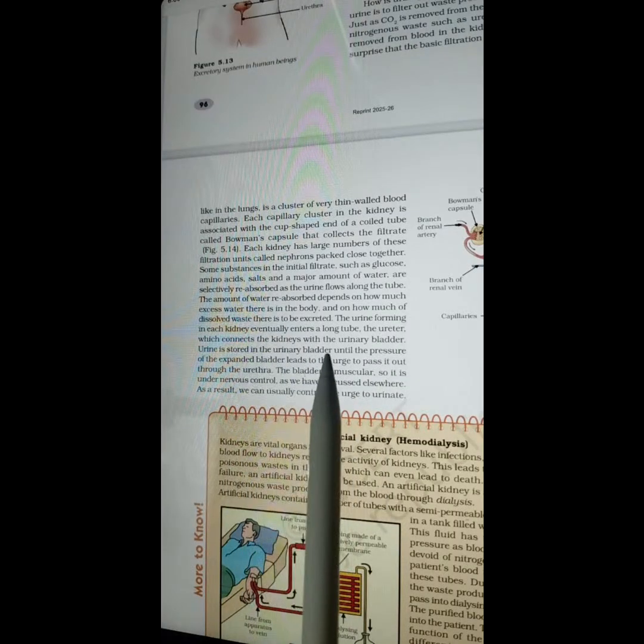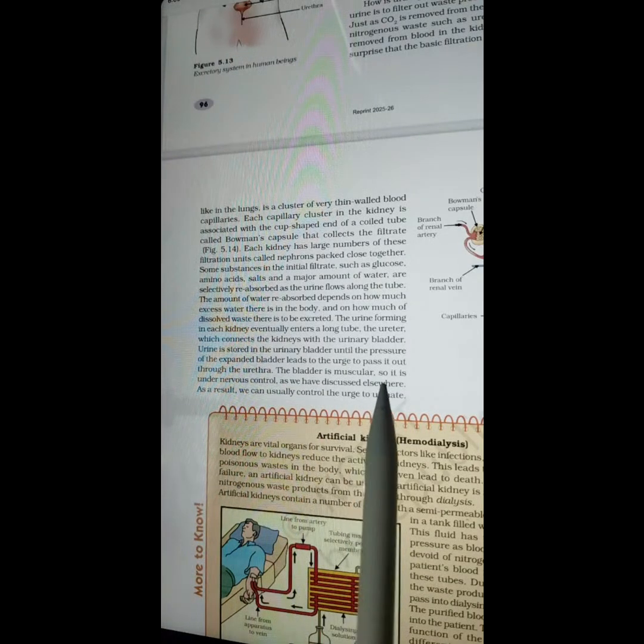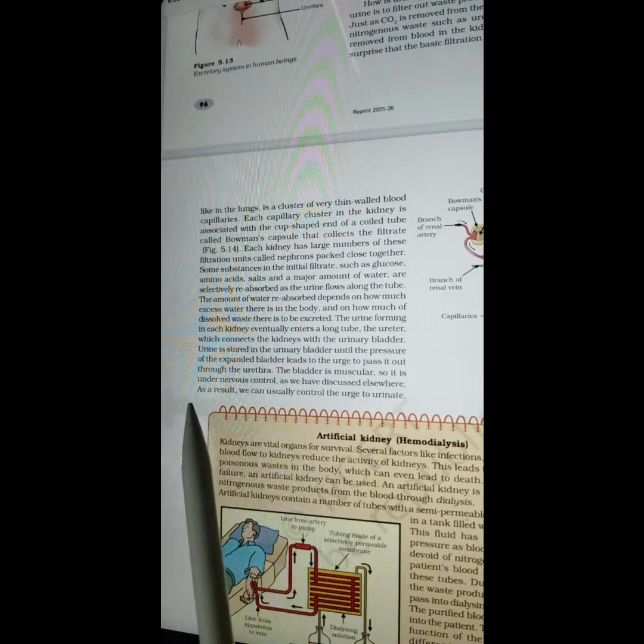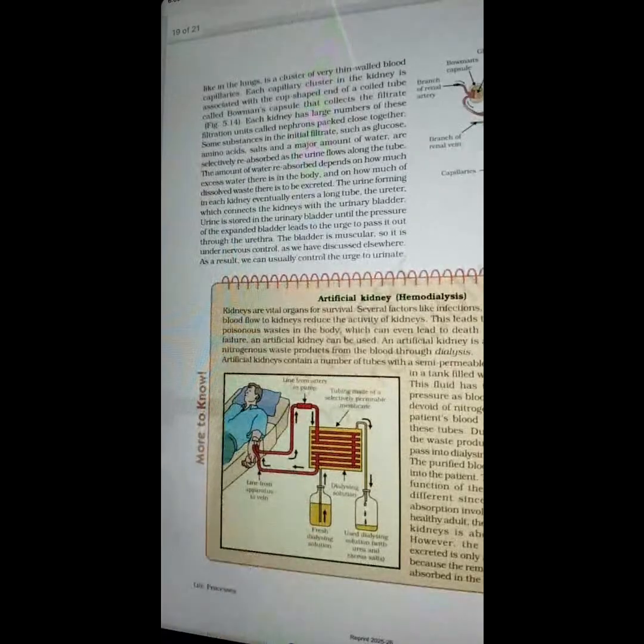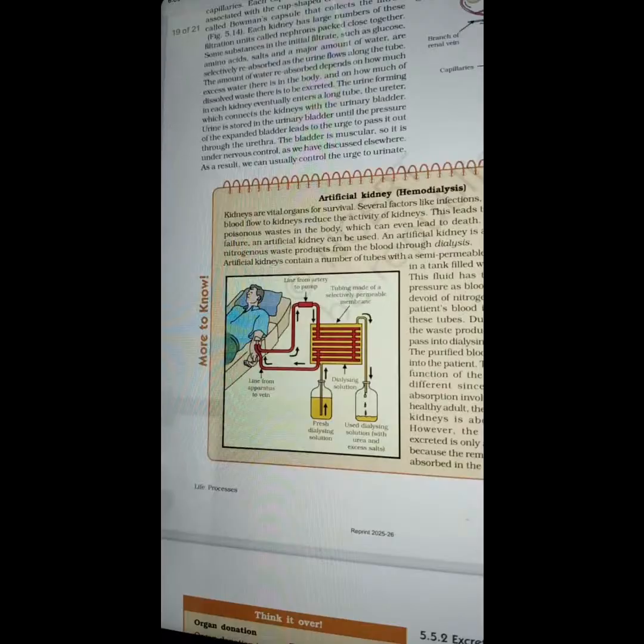The urine forming in each kidney eventually enters a long tube, the ureter, which connects the kidney with the urinary bladder. Urine is stored in the urinary bladder until the pressure of the expanded bladder leads to the urge to pass it out through the urethra. The bladder is muscular, so it is under nervous control. So, as we have discussed elsewhere, we can usually control the urge to urinate.